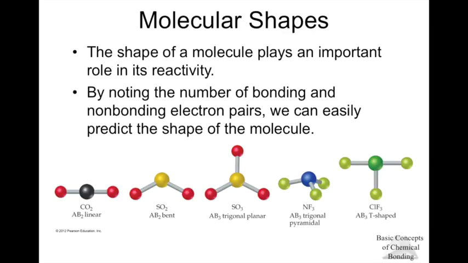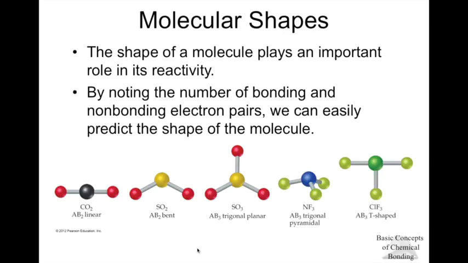So knowing the shape of a molecule is pretty important, right? Because that really dictates its reactivity and how many bonds it's going to form and what it's going to look like. And so if you know the number of bonding and non-bonding electron pairs, you can pretty easily figure out, or at least predict, what the shape of the molecule is going to look like.